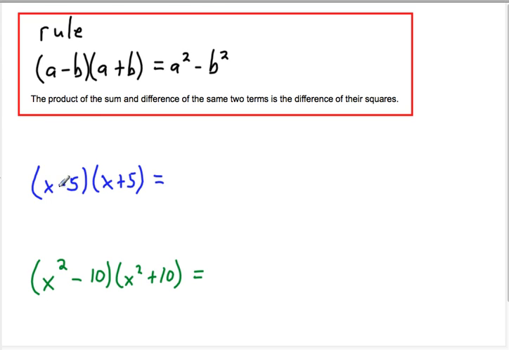I see that this is a sum and difference of the same 2 terms, so I'm going to square the first term, and then I'm going to subtract the square of the second term, and I'm done. Same thing with the green here.